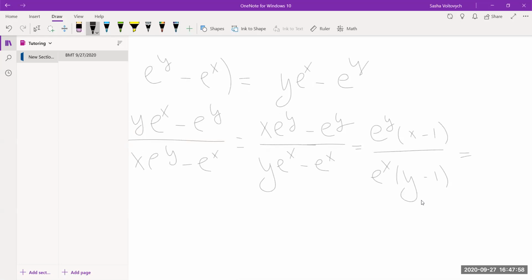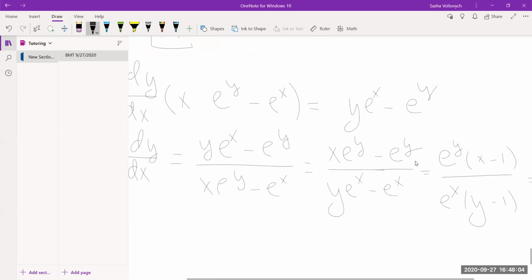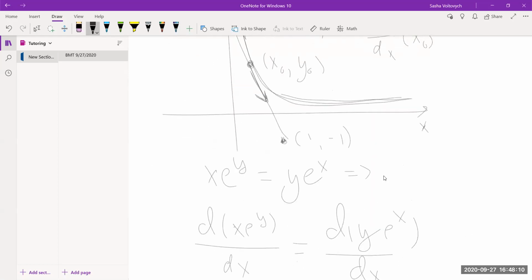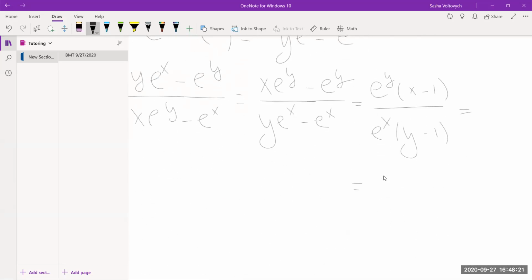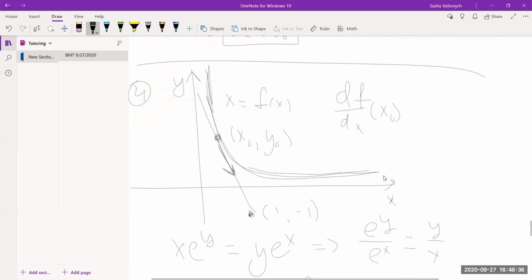All right, so also from this, we can conclude that e^y over e^x is equal to y over x, which means that y over x times (x - 1) over (y - 1) is our result, basically. So this will be the slope of our tangent at any point.